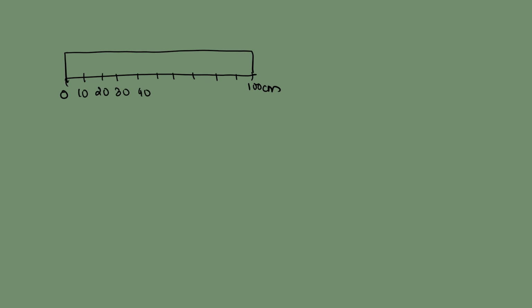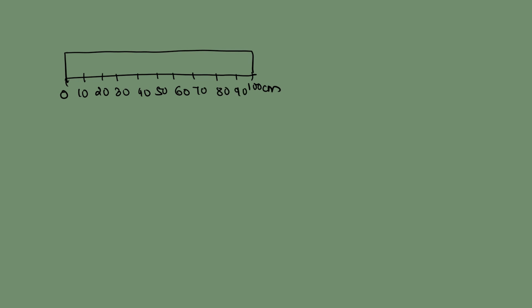Now, this is your meter rule. So the marking calibration is 0. Calibration means marking, graduated numbers. 0. This is the 100 centimeter mark. This is 10 centimeter, 20, 30, 40, 50, 60, 70, 80 and 90 centimeter each.